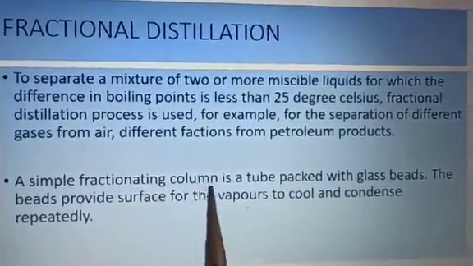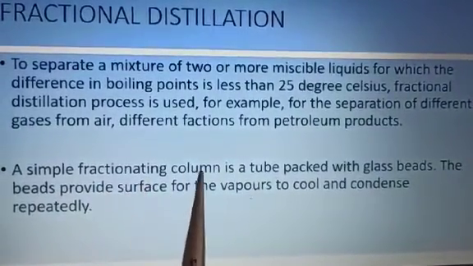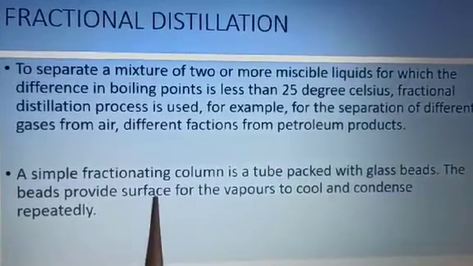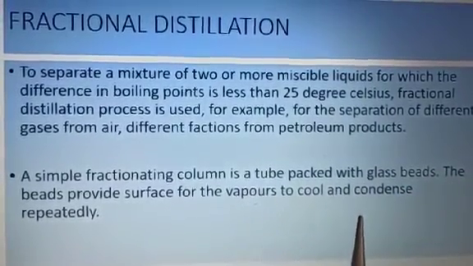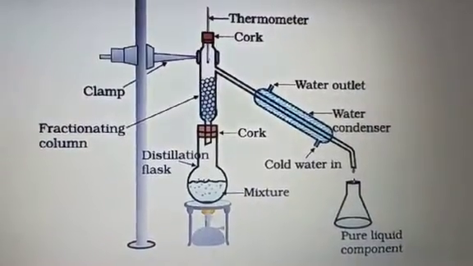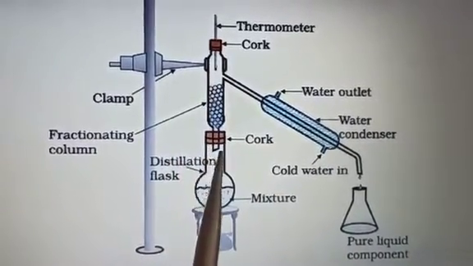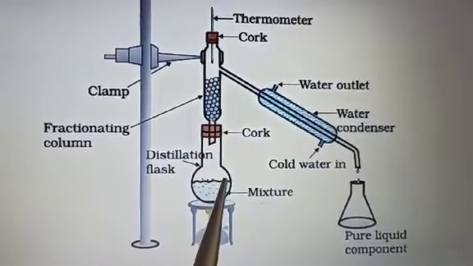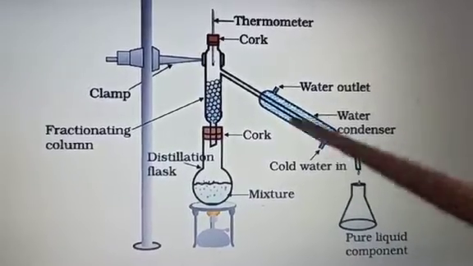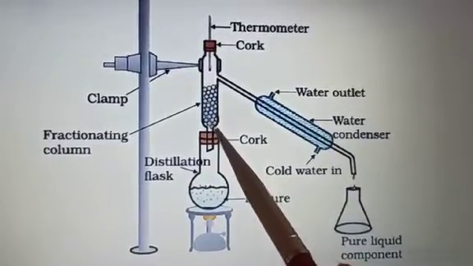A simple fractionating column: what is this fractional distillation? A simple fractionating column is a tube packed with glass beads, and the beads provide a surface for the vapors to cool and condense repeatedly. See here the apparatus. The apparatus is somewhat the same; the only difference is that here the fractionating column is attached to the flask, right? And it has beads which provide a surface for the vapors to cool.